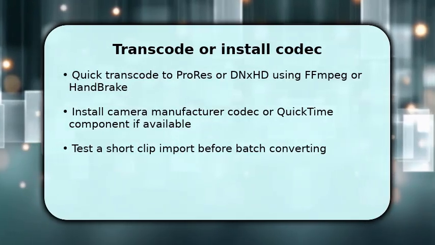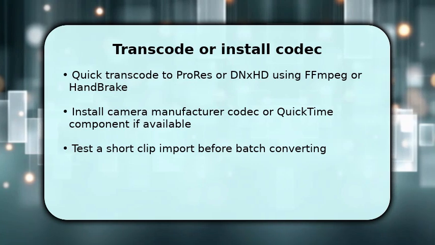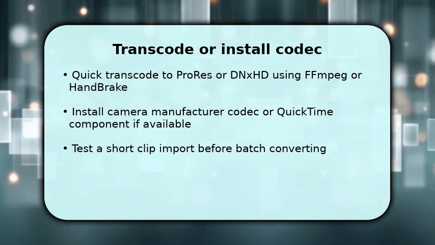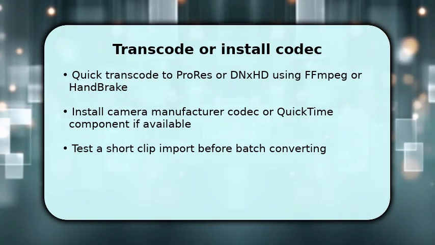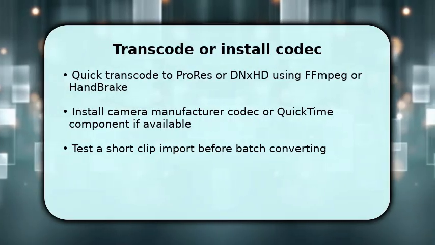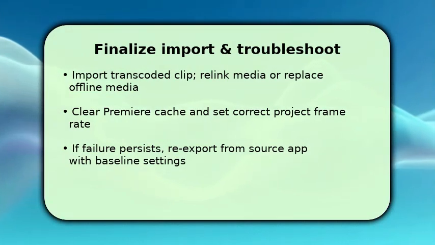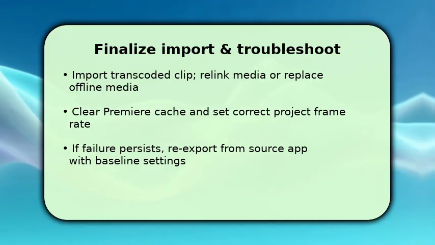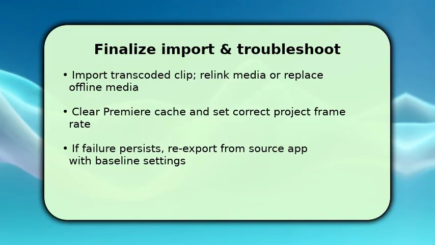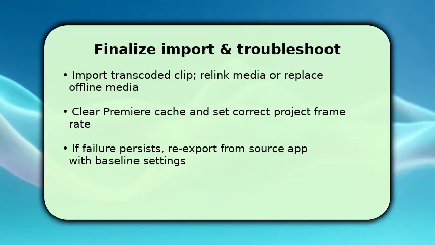Once installed or converted, import a 10-20-second segment into Premiere to confirm audio, timecode, and frame rate match expectations before processing the full clip. Finish by importing the validated clip and relinking or replacing any offline media in your timeline. Make sure Premiere's project frame rate and sequence preset match the clip. Also clear the media cache to remove stale data.